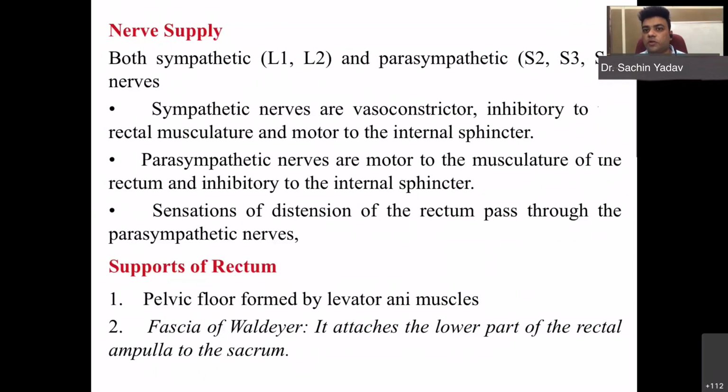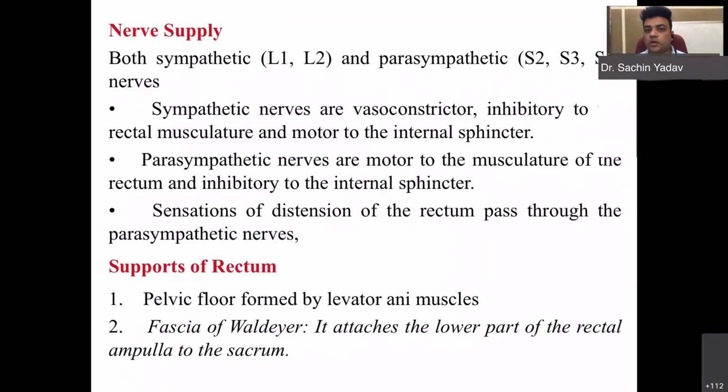The parasympathetic nerves are the evacuating nerves. Therefore, they are acting on the musculature of the rectum and inhibitory to the sphincter. So the sensation of distension of the rectum, for defecation, passes through the parasympathetic nerve. That is, it is proprioceptive for that.